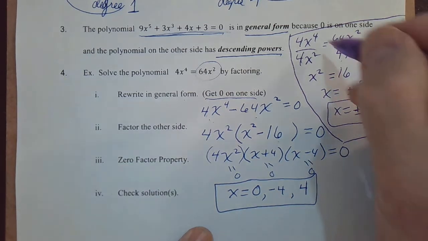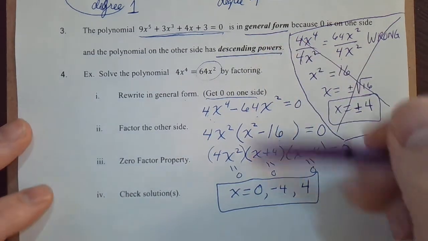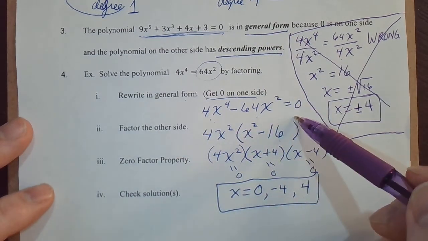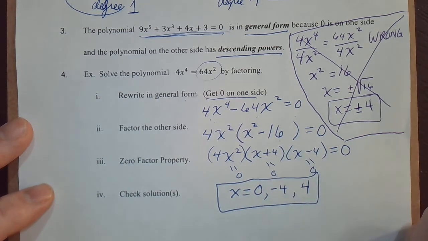So I'm going to put an x through this. We should always follow this recipe. Get 0 on one side, everything else on the other, and then factor and use the zero factor property.